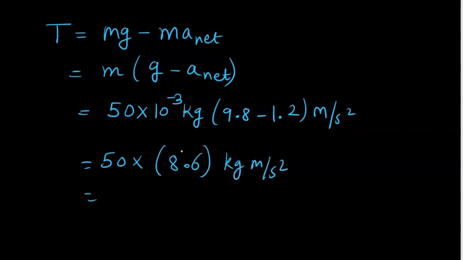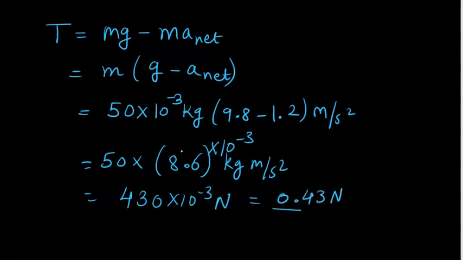So 50 into 8.6 is how much? So let me calculate again. 50 into 8.6 is 430. So this is 430, so into 10 to the power minus 3 Newton. So here it is 10 to the power minus 3. So this is 0.43 Newton. This is the answer.